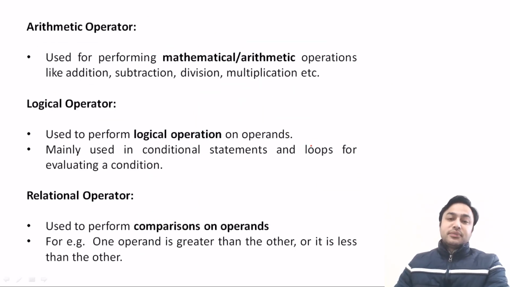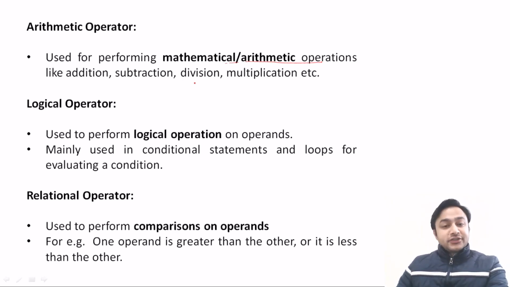The first one is the arithmetic operator. These are the operators which are used for mathematical operations like addition, subtraction, division, multiplication. For example, you can use x = a + b, or x = a - b. So this is an arithmetic operation.